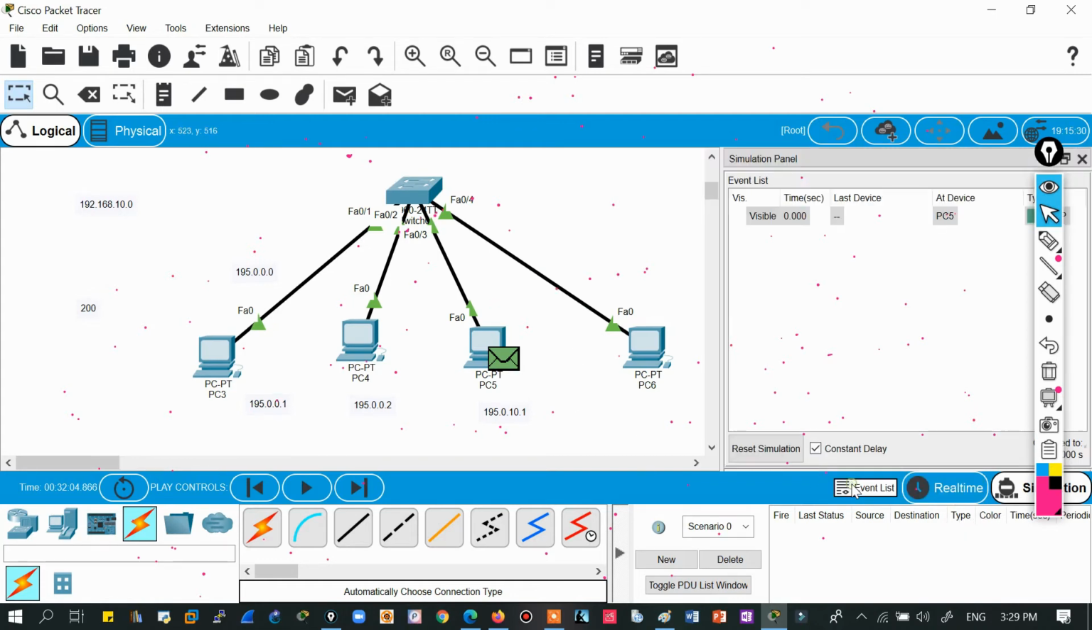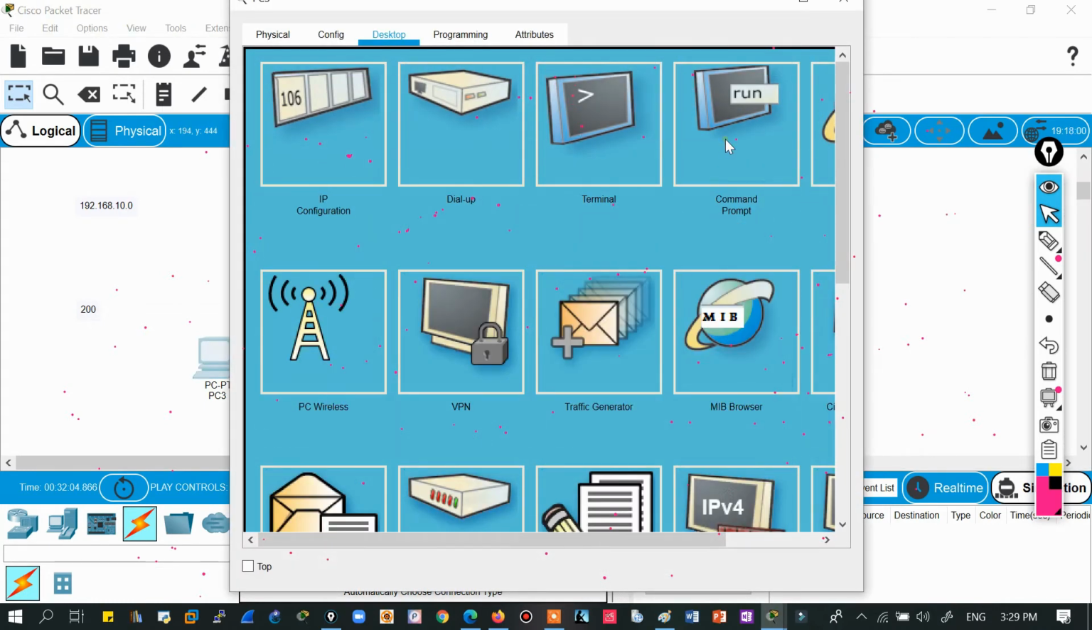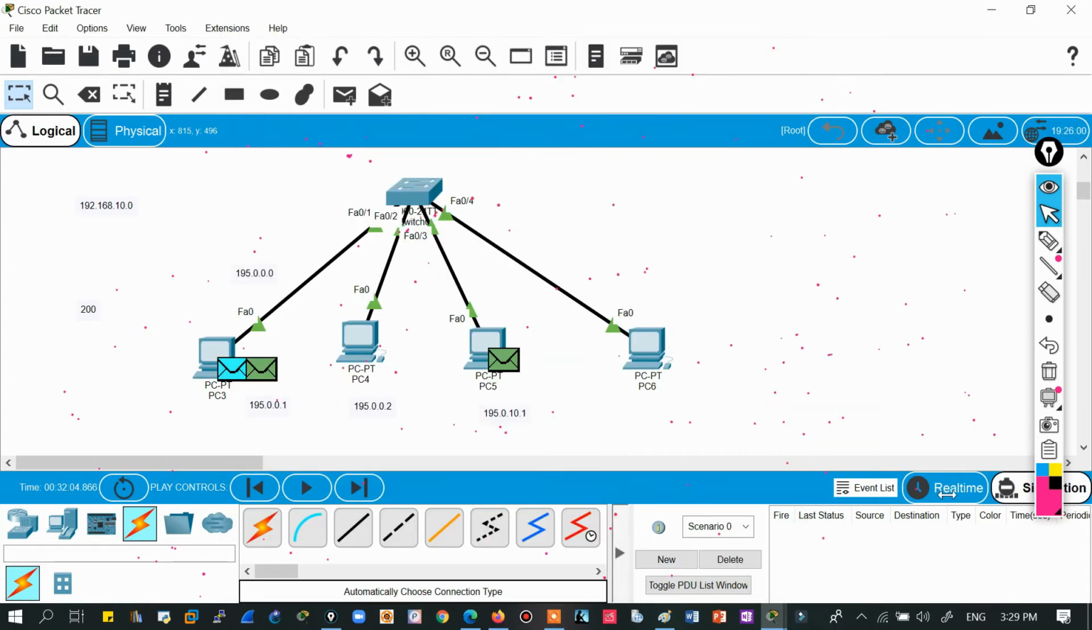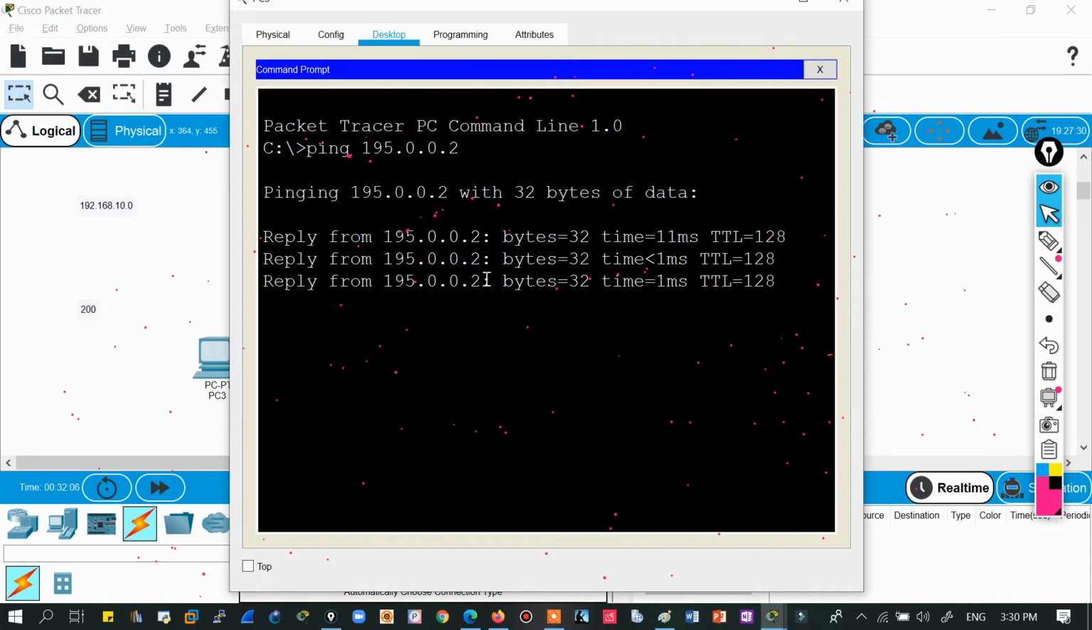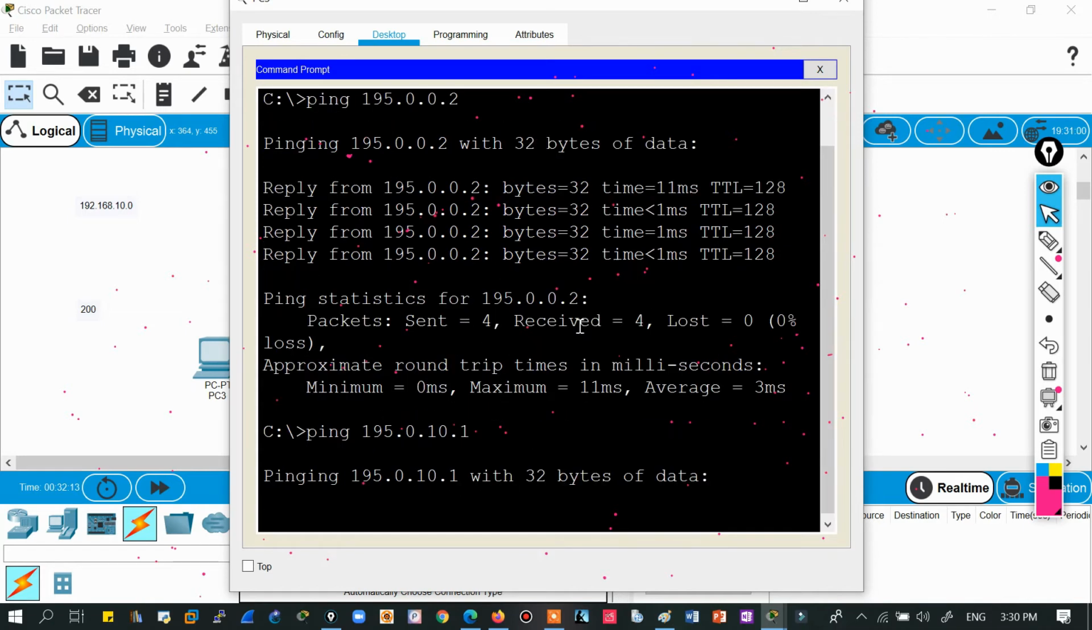Just a second. Okay, let me try to ping 195.0.0.2. There should be communication. Okay, I need to be in real time mode for that. So yes, we are getting communication, fine. What about if I communicate with this one? I cannot communicate with that, because that is a different network ID.